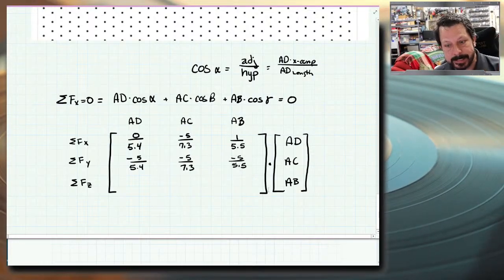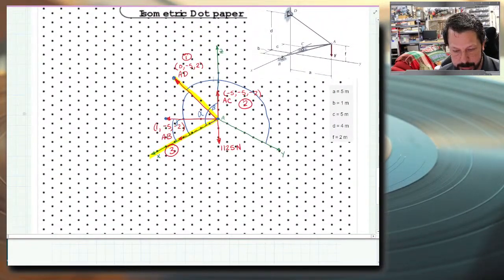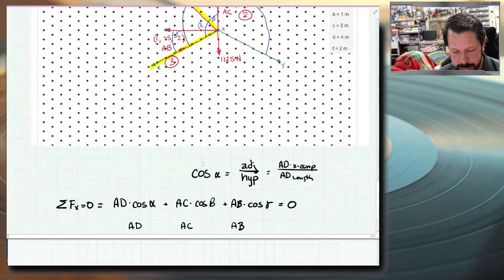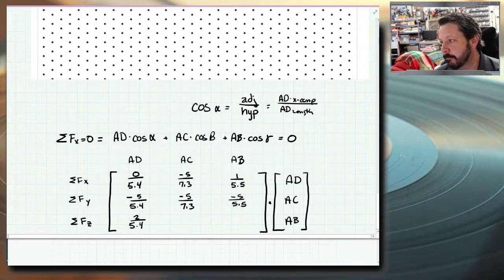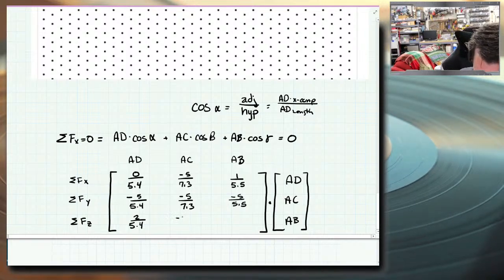And then to create the z, we take the z coordinates, 2, -2, and -2. And they're over the lengths of the respective AD and AC and AB. Oh, not 5.4, 7.3.